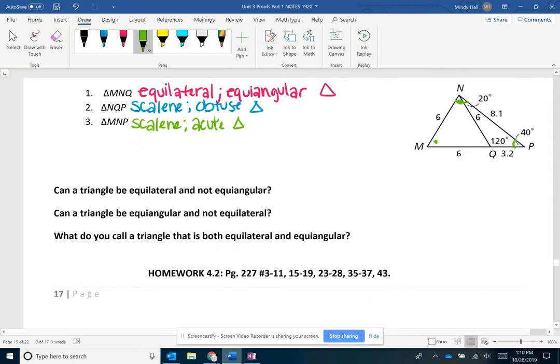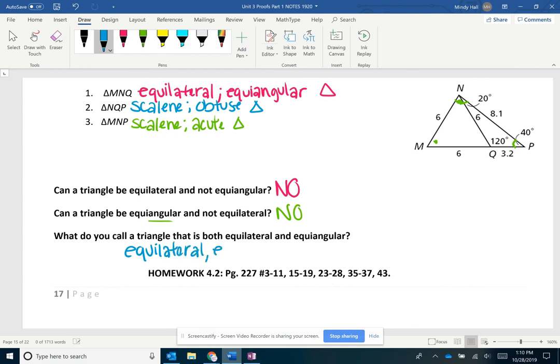So, quick questions. Can a triangle be equilateral and not equiangular? No, because there is a relationship between triangle sides and triangle angles. So this is going to be the same case on the other end as well. We cannot have a triangle that's equiangular but not equilateral. So then, if we have a triangle that's both equilateral and equiangular, you would just call it an equilateral equiangular triangle.